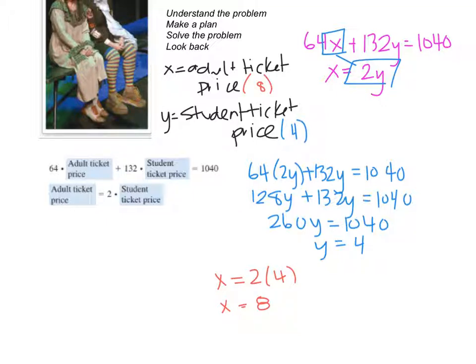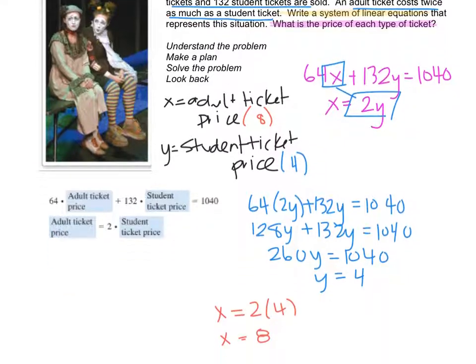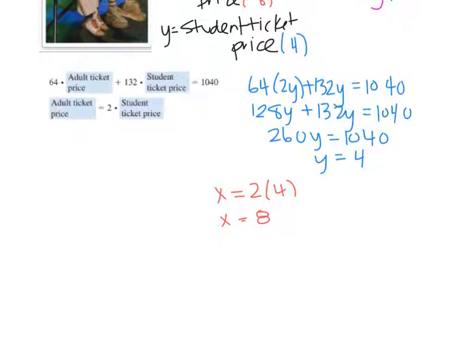So let's go back up to the question. We had to write a system of linear equations. We did that. What is the price of each type of ticket? So we're not going to write 8, 4 because that sounds like you're from another planet if the question says, what are the prices? So we have to say $8 per adult and $4 per student.